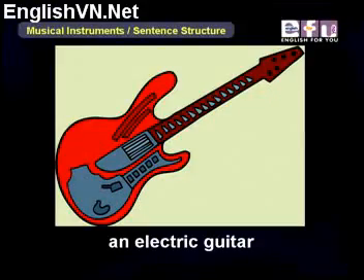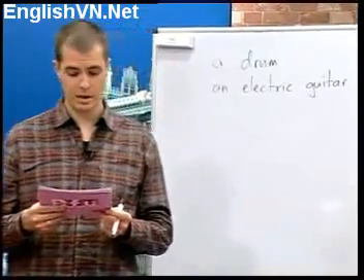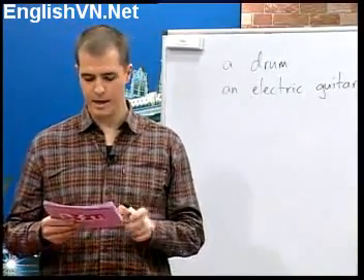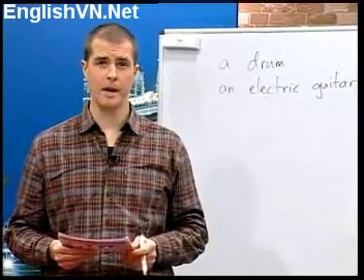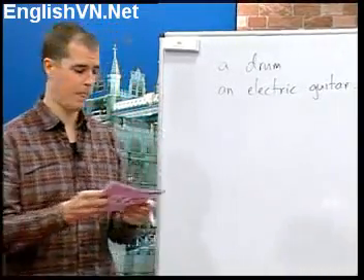An electric guitar. An electric guitar is a musical instrument that you play with your fingers or with a pick. It is usually connected to an amplifier to make loud music, and it has 6 strings.